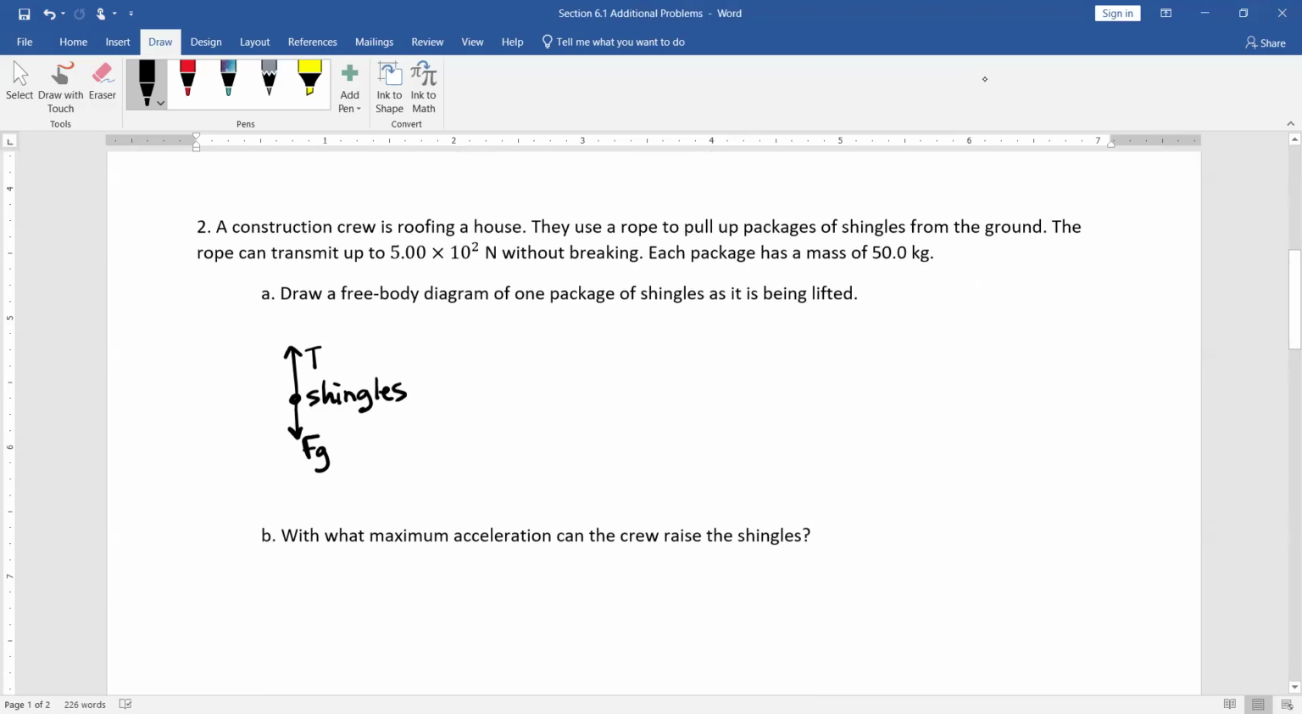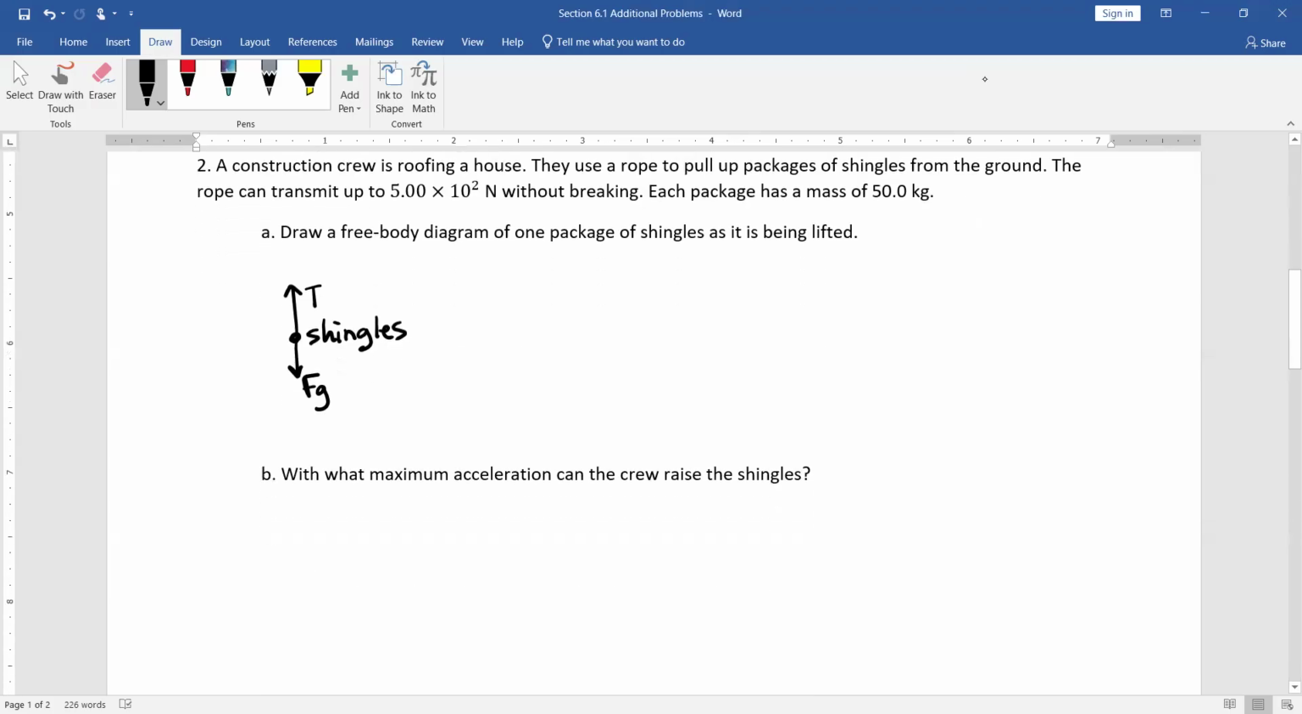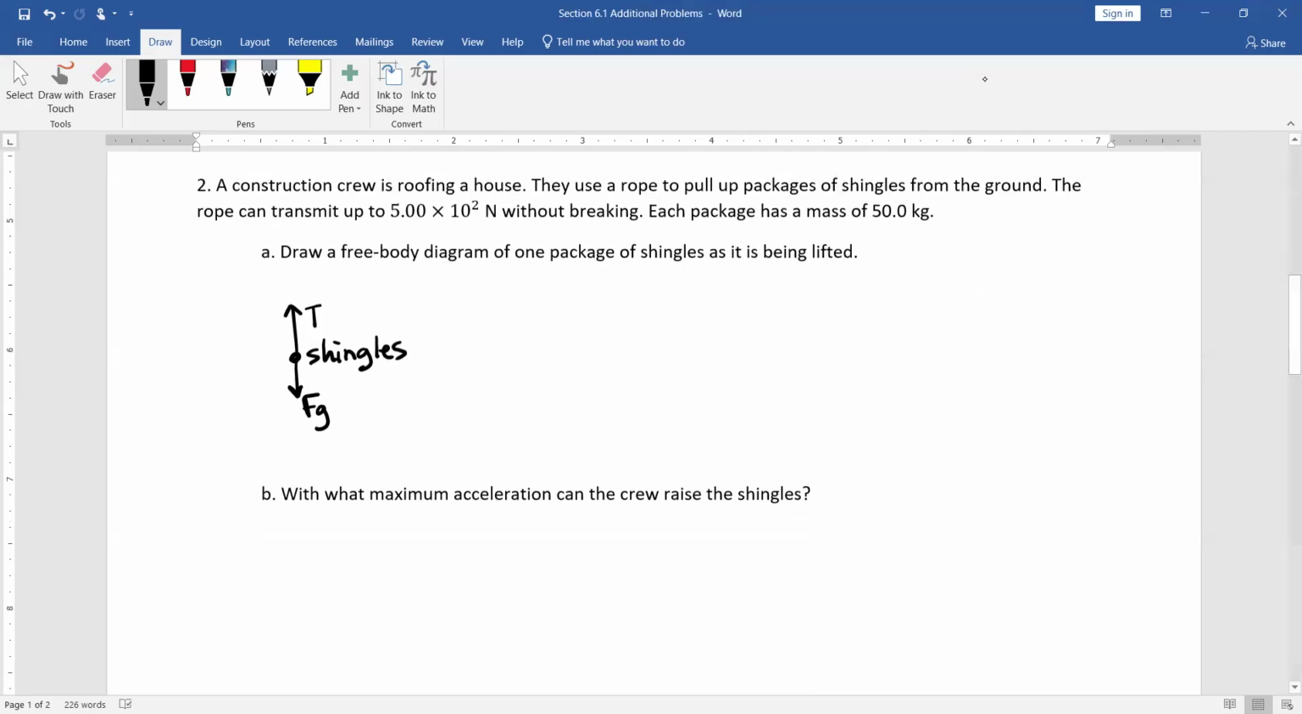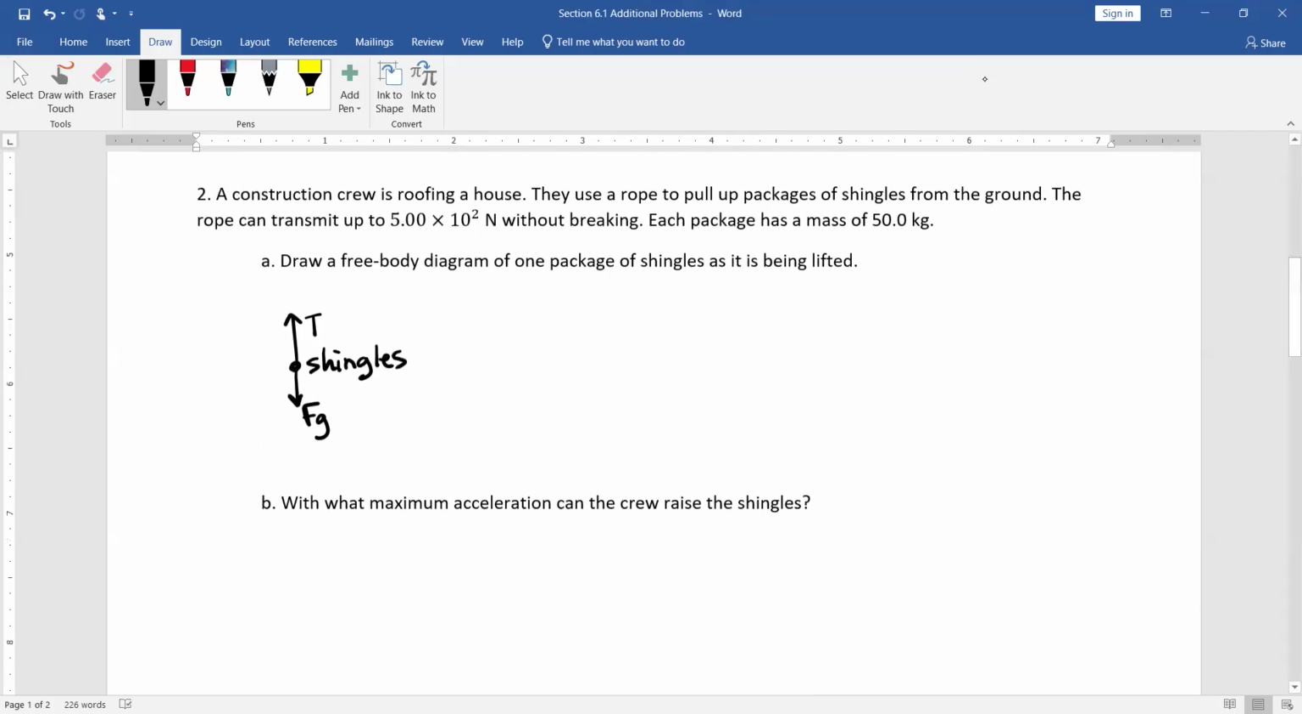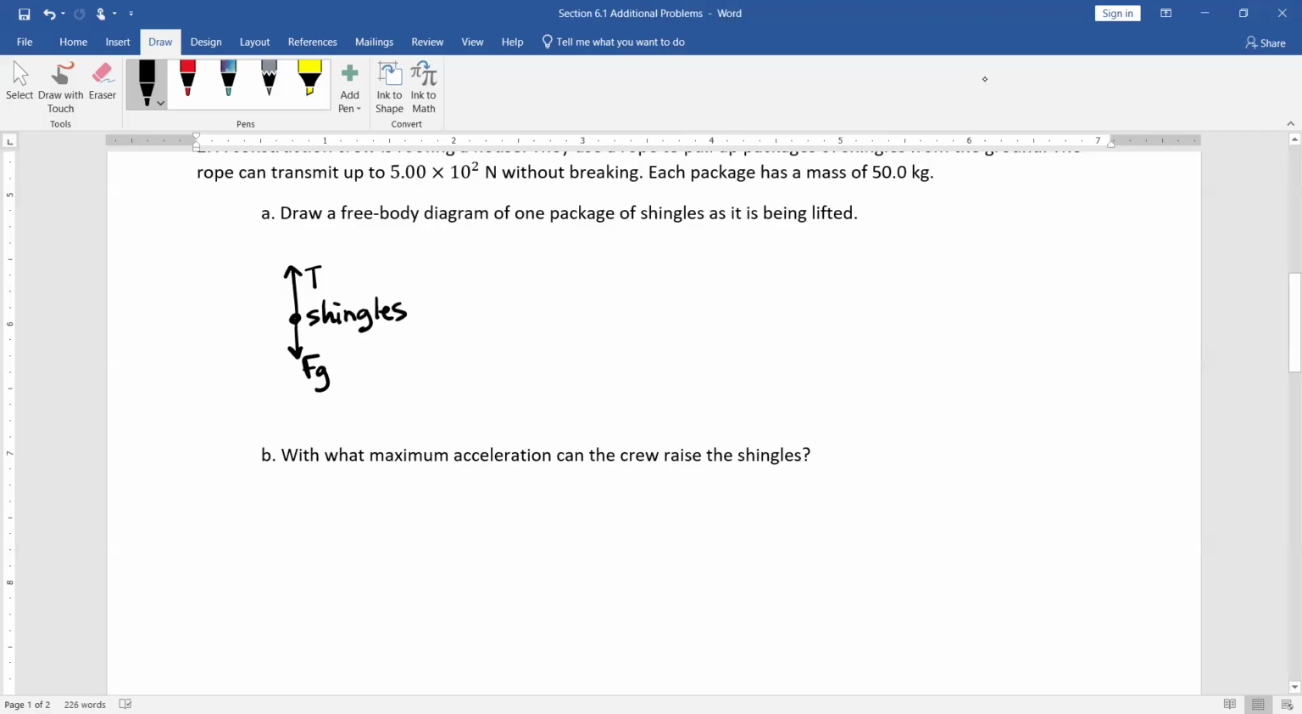All right, so with what maximum acceleration can the crew raise the shingles? In this case, they told us that the maximum force is 500. So that means our tension, I'm going to call that tension max. Obviously, it could be different if they went slower. The maximum tension this rope can handle is 500 newtons.